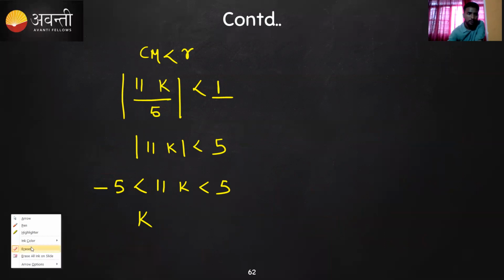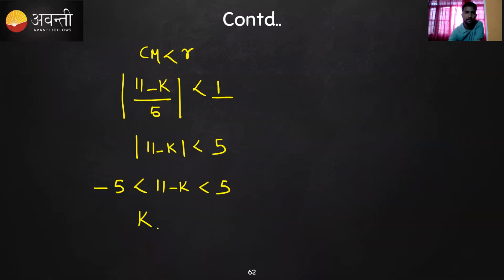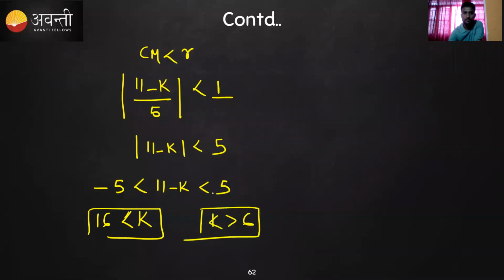So from here what you will get, I'm just writing 11 minus k, 11 minus k and 11 minus k. From here you will get k will always be less than 16, and from this side you will find k is always greater than 6. If you solve this side, you will get this, and if you solve this side, minus k will go to this side as k, and 5 will go to this side. 11 minus 5 is 6. So k will be greater than 6 but less than 16.